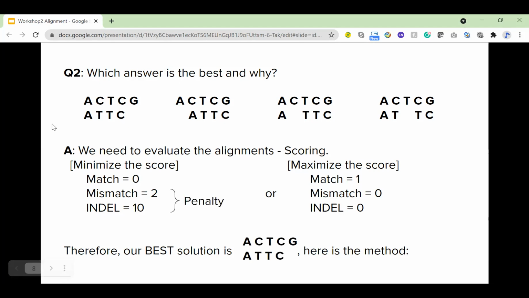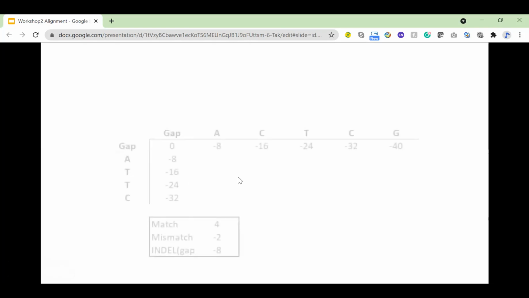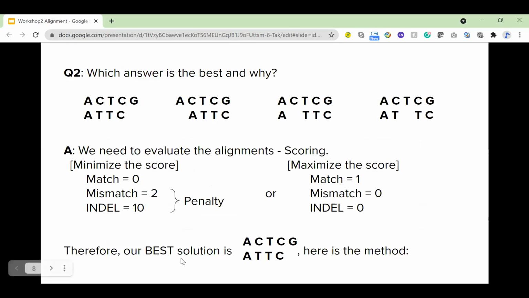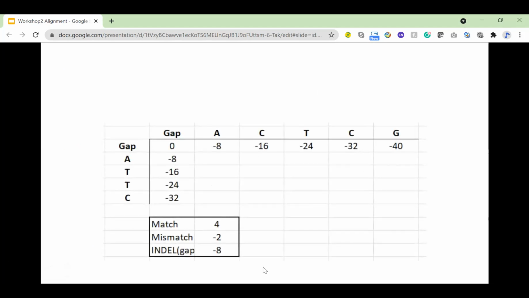So this is the scoring system. It's a very brief introduction. And now I really want to talk about this sample here. We have this best solution, ACTCG aligned with ATTC, right? But how does it actually align? This is how we actually do it in practice, in an algorithmic way, to solve this problem.